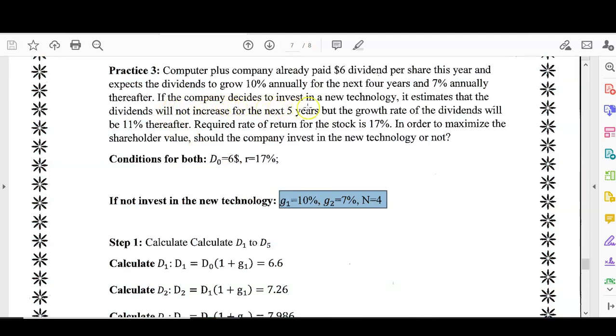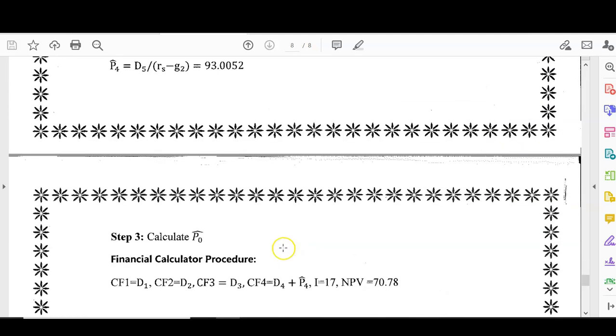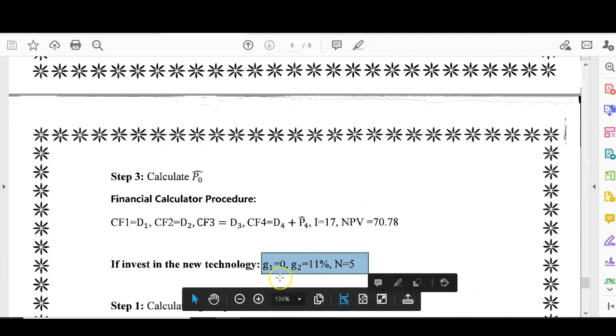If the company decides to invest in a new technology, it estimates that the dividends will not increase for the next 5 years, but the growth rate of the dividends will be 11% thereafter. So if we do not invest in the technology, G1 is 10%, G2 is 7%, and N is 4. If we invest in the new technology, G1 is going to be 0 for 5 years, and G2 is going to be 11%, with N equals 5.